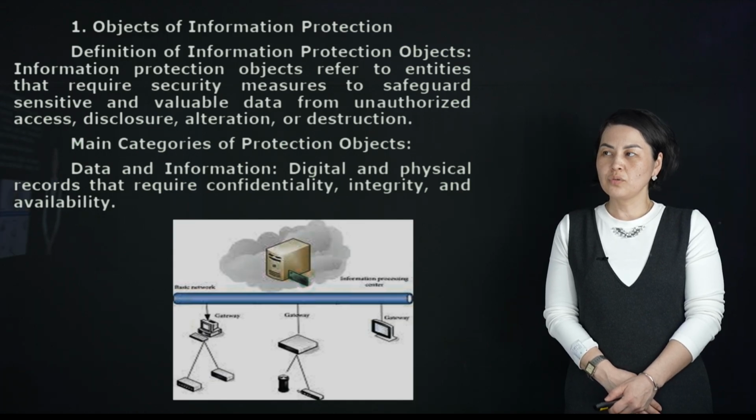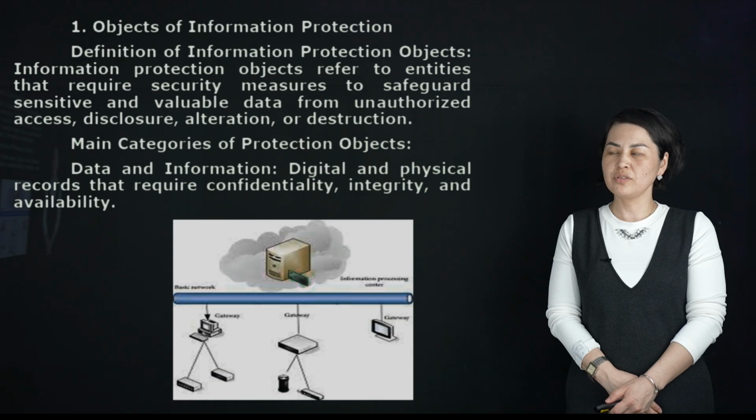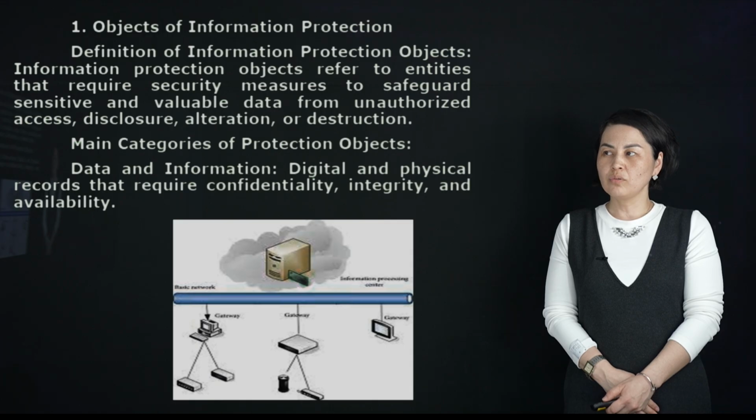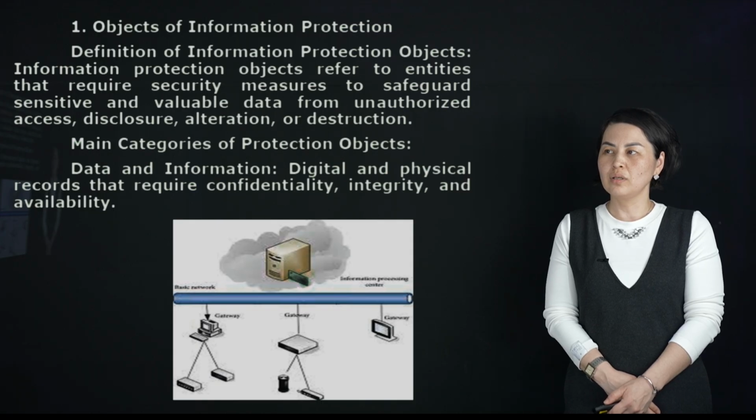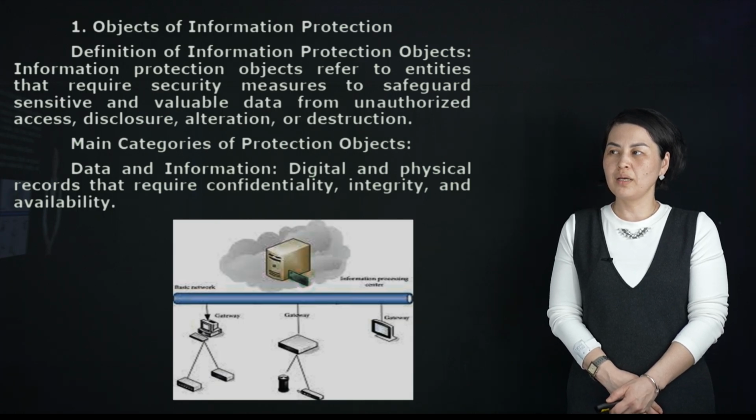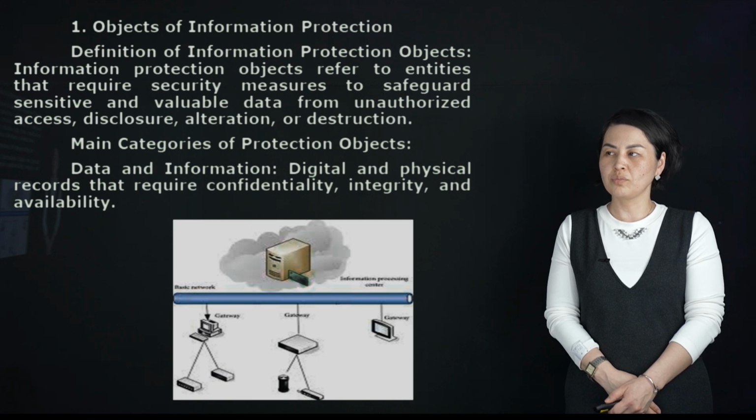So what about the first question, objects of information protection? We have a definition of information protection objects. Information protection objects refer to entities that require security measures to safeguard sensitive and valuable data from unauthorized access, disclosure, alteration, or destruction. And we'll discuss the main categories of protection objects.